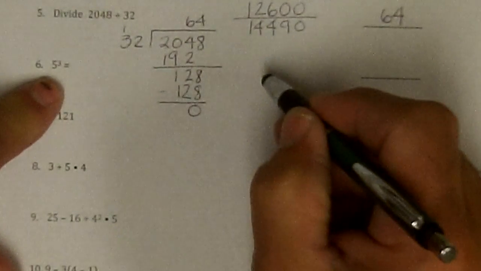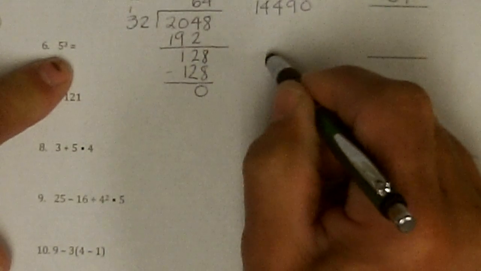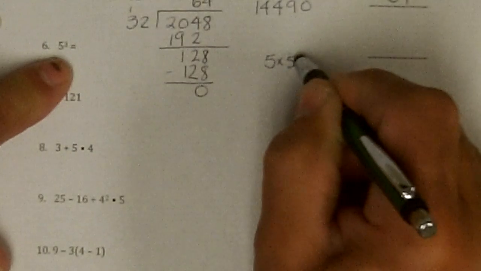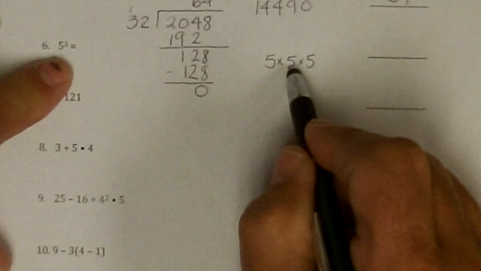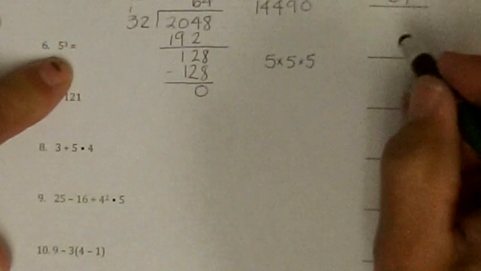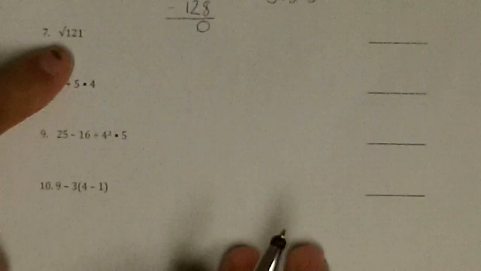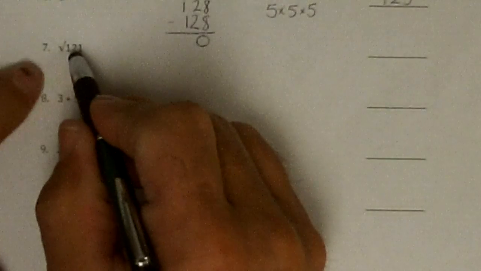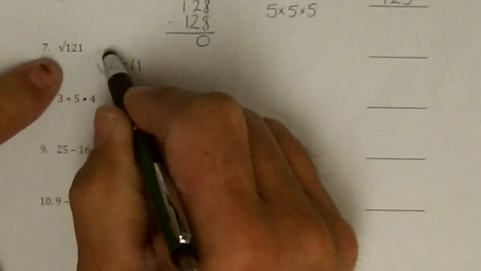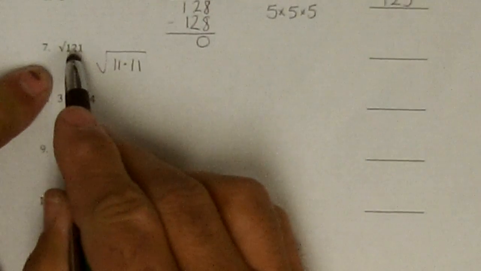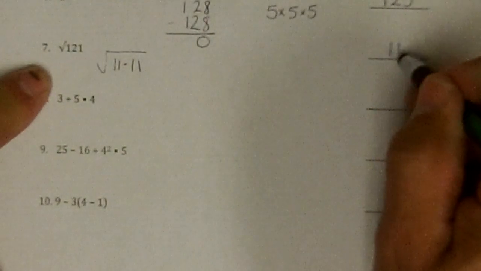5 to the third. That doesn't mean 5 times 3. That means 5 times itself 3 times. So 5 times 5 is 25, and 25 times 5 is 125. Square root of 121. Well, 121 is 11 times 11, so the square root of what says what times itself makes 121, and that is 11.